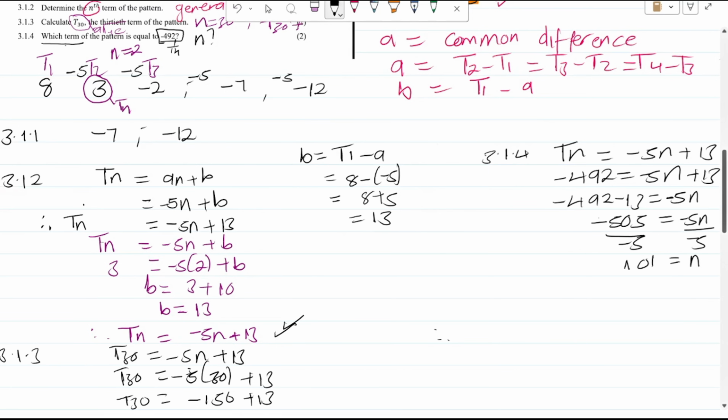So you can say therefore n is equal to 101. Okay, then you'd get your 2 marks just like that.